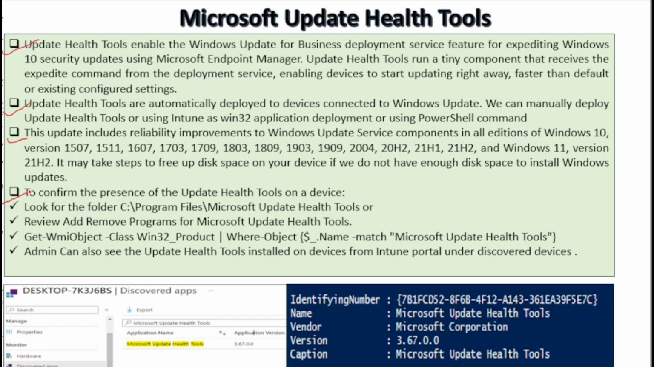To confirm the presence of Windows Update Health Tool installed on the device, there are many ways. Either we can check whether the C Program Files Microsoft Update Health Tool folder exists or not. We can also review Add Remove Programs for Microsoft Update Health Tool, or we can run a PowerShell command to check whether the Microsoft Update Health Tool is installed or not. Along with that, we can also check the version of Microsoft Update Health Tool. Admin can also see the Update Health Tool installed on the devices from the Intune portal under Discovered Apps.